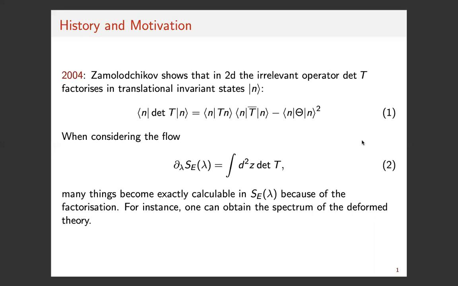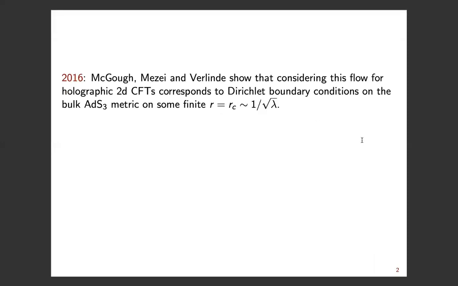Now, this whole TTbar business took off even more in 2016, so this is way later, when McGough, Mezei, and Verlinde show that if you add this TTbar deformation, so you consider this flow equation for a holographic CFT, then for a particular sign of this parameter lambda, you can think of this as a deformation that imposes Dirichlet boundary conditions in AdS3. So in the usual double trace story, this particular double trace flow equation, so to say, is dual to Dirichlet boundary conditions inside AdS3 at some finite radius r equal r_c, and that r_c is then related in this way to lambda.